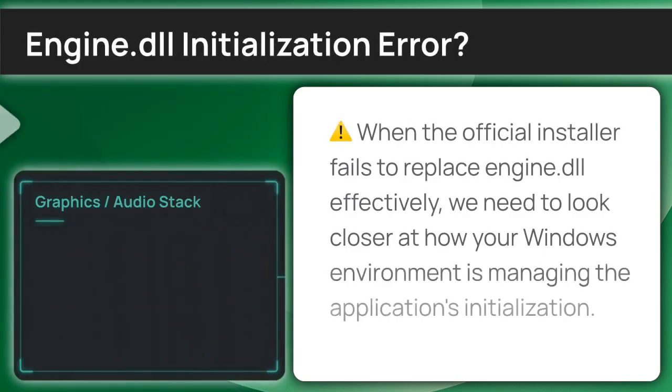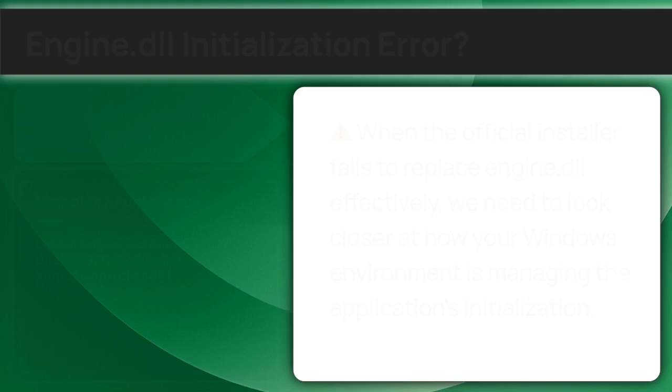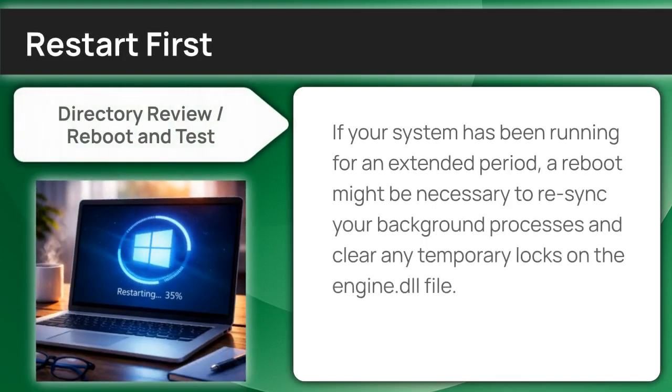When a fresh installer fails to clear the error, it typically points toward a deeper conflict within the Windows execution layer. A quick reboot can determine if the error is transient. While it won't fix a deleted file, it can re-establish the connection between your software and the Engine Library file if the path was temporarily busy.